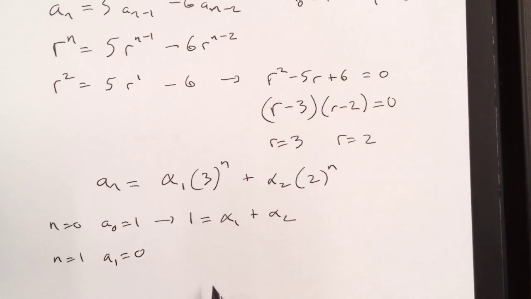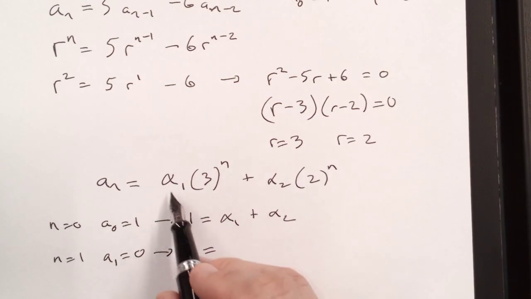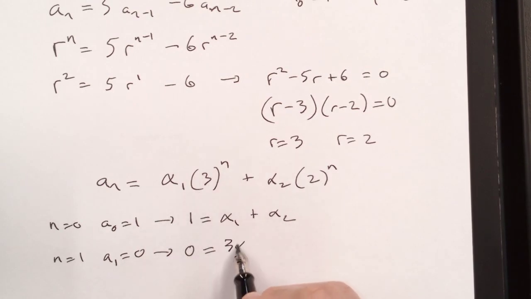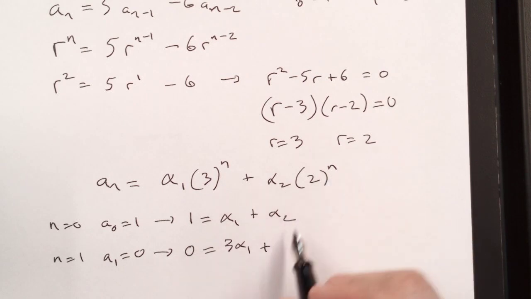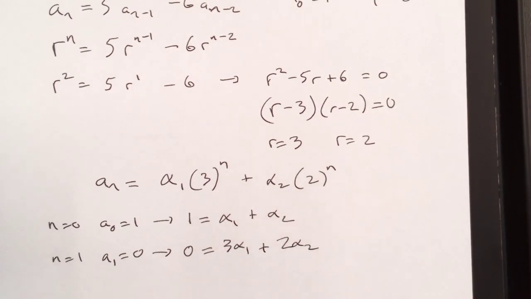A1 is 0. So 0 is equal to alpha 1 times 3 to the 1, plus alpha 2 times 2 to the 1. Solve for alpha 1 and alpha 2.